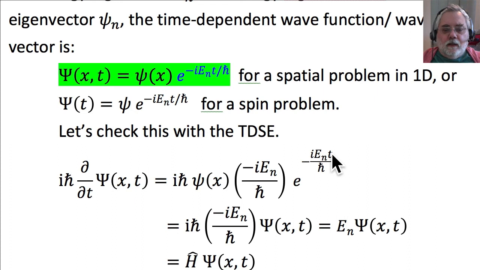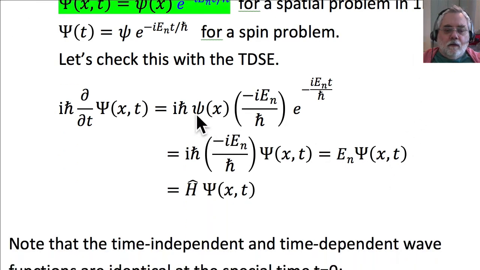We saw that in the last video. So we keep the complex exponential, but we include a factor of minus i E sub n over h bar. Now, lowercase psi of x times the complex exponential, we can substitute back, that is just capital psi of x and t. And we can cancel the h bars, and i times minus i is plus 1, so we get E sub n times capital psi.